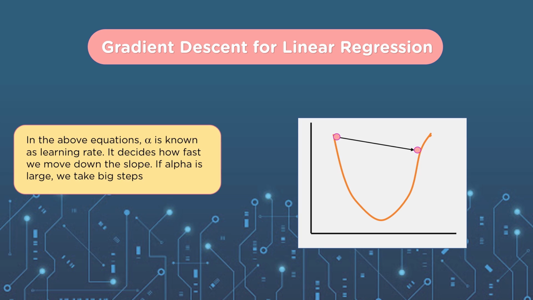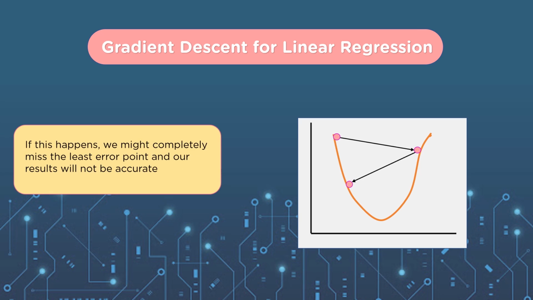Now remember, I said we're doing a lot of repeating, that we're going down the slope, and you're going to see why we keep repeating that and where the complications come in. It's important to note that we have this value of alpha. Hey, how far are we going to try on the next number? Are we going to jump way ahead? Are we going to take little steps? We might completely miss the least error point, and our results will not be accurate.